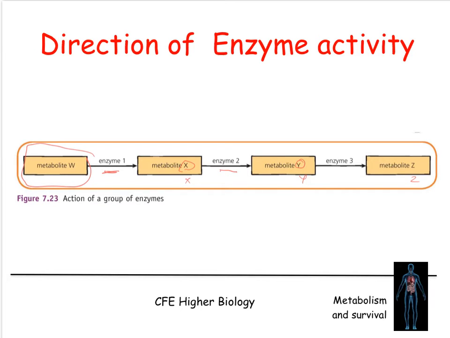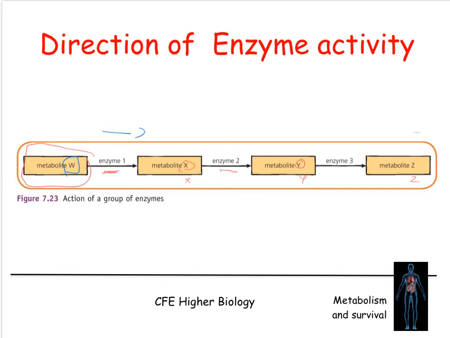So a continuous supply of metabolite W will ensure that the direction of the enzyme sequence will go this way from W to X and then so on to Z. So this supply of W entering the system drives the sequence in the direction W to Z.